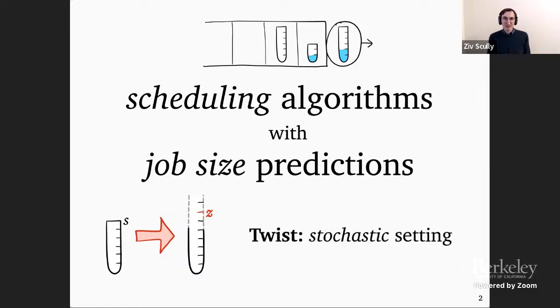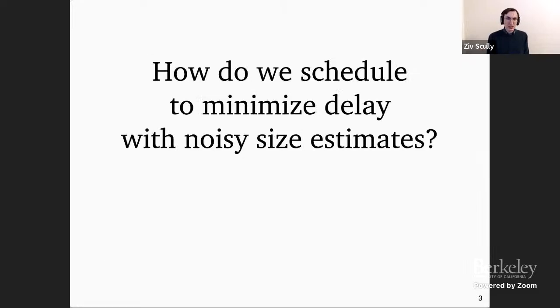And one twist about this work is that we're doing this all in a stochastic setting. So we're taking a stochastic first mindset. There's a sprinkling of worst case, but mostly stochastic. And our motivation for this is that lots of computer systems in practice are well modeled by stochastic arrivals. And so we hope studying this setting will give the right insights for scheduling in practice. So the question we're studying today is, how do we schedule to minimize delay with noisy size estimates?